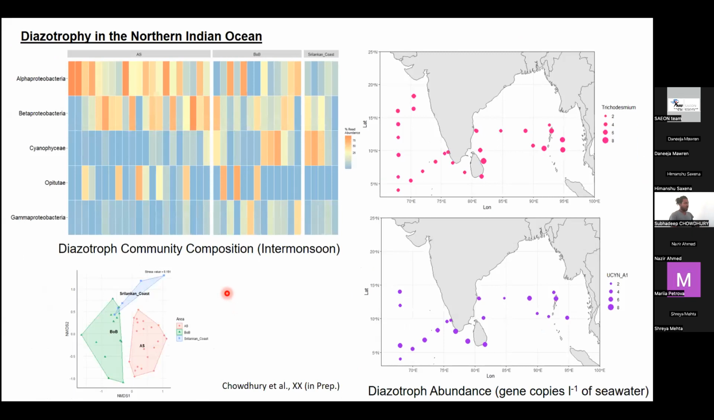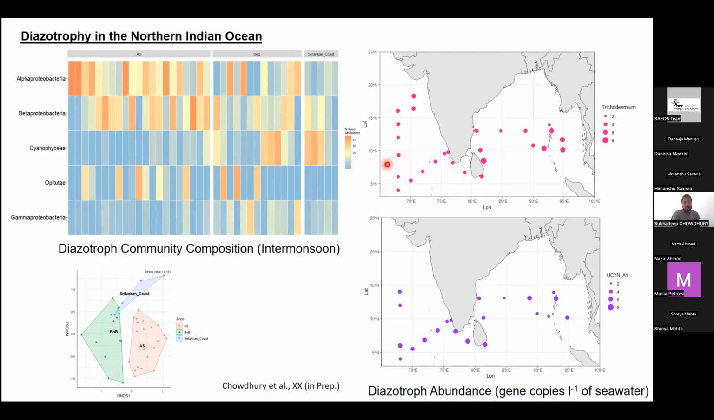So I also tried to fill the gap in the northern Indian Ocean, mainly in the Arabian Sea and the Bay of Bengal, where we also found that the diazotroph community makeup is different in the subbasins of the northern part of the Indian Ocean. There are more alpha proteobacteria and beta proteobacteria on the Arabian Sea side, and on the Bay of Bengal and mainly the Sri Lankan coast side, this is the most cyanobacterial group. You can see the community is well separated. There is a link of the Sri Lankan coast with the Bay of Bengal.